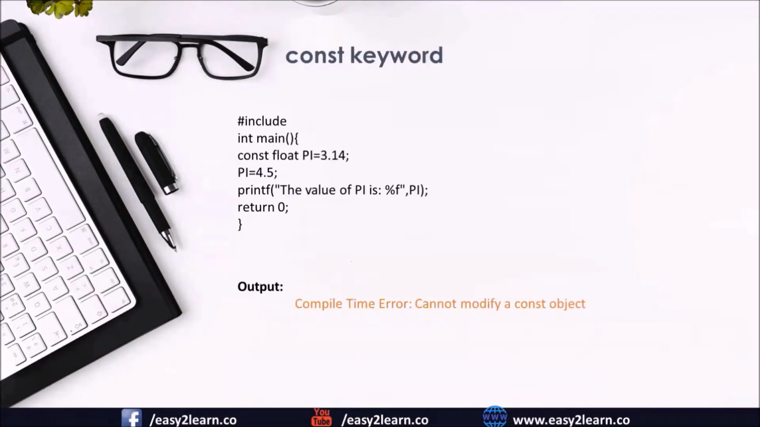In this example, the value of pi is being changed from 3.14 to 4.5. Because pi is declared to be of type const and the value cannot be changed, an error is generated saying cannot modify a constant object.